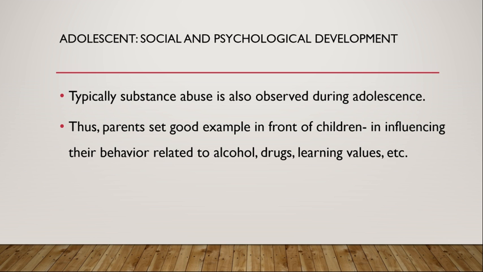Typically, substance abuse is also observed during adolescence. We have already talked about drug consumption, and apart from that, there are also other substance abuses visible during adolescence. Thus, your peers, your parents, your relatives set a good example in front of children, influencing their behavior related to alcohol, drugs, any form of learning values, even your sexual behavior. So these things need to be taught and trained by your teachers, by your parents, and any network that you are in, or your clinicians also, so to say. So their role becomes very important in a very holistic development, right?